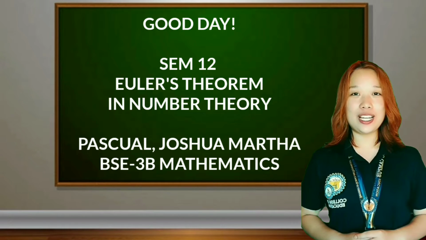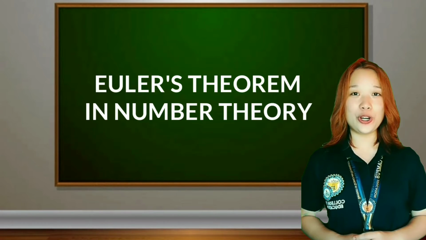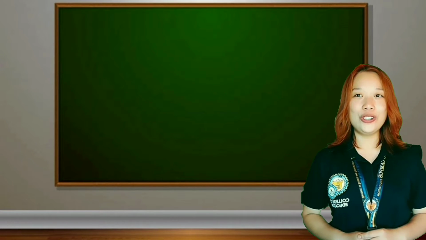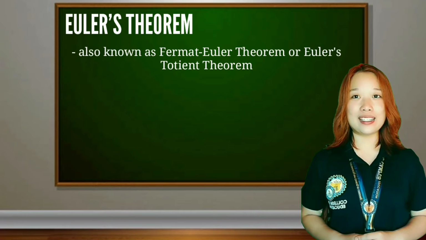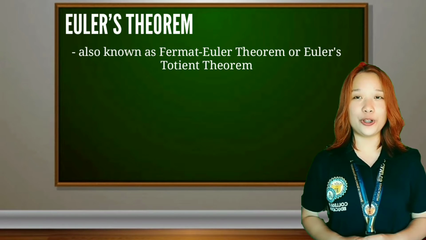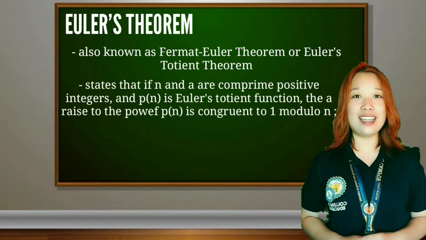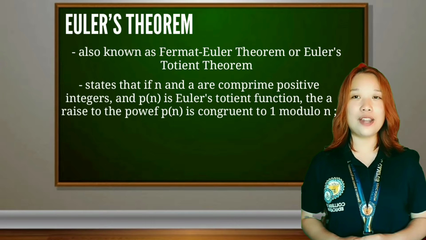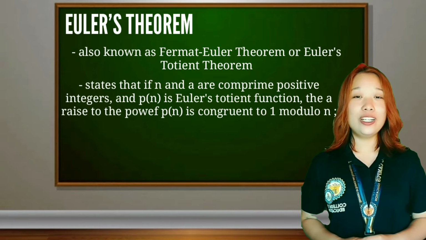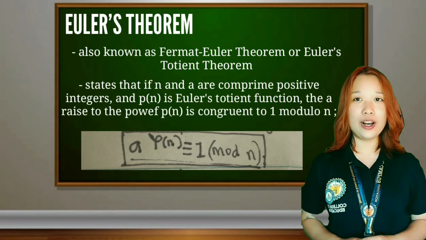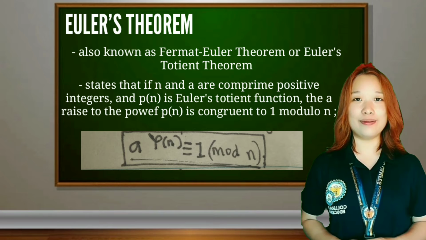So for today's video lesson, we're talking about Euler's Theorem in number theory. So let's start. Euler's Theorem, also known as Fermat-Euler's Theorem or Euler's Totient Theorem, states that if n and a are relatively prime positive integers and phi of n is Euler's Totient function, then a raised to the power of phi of n is congruent to 1 modulo n.